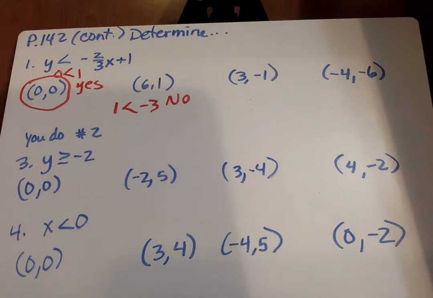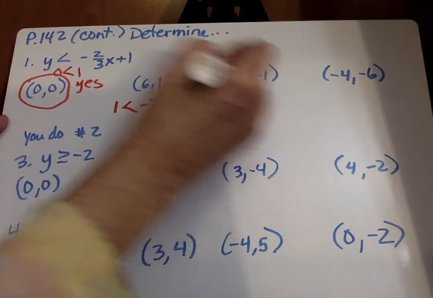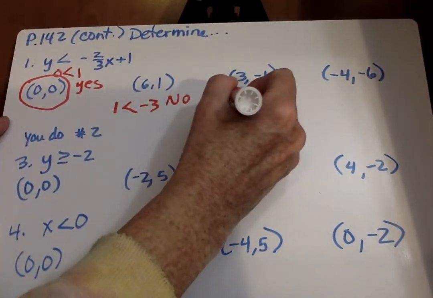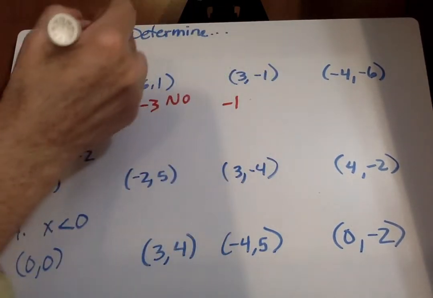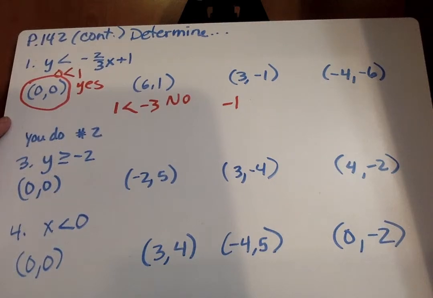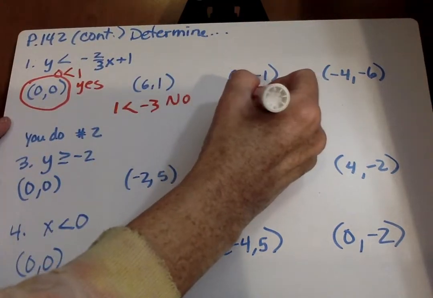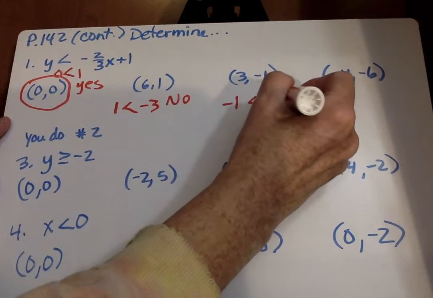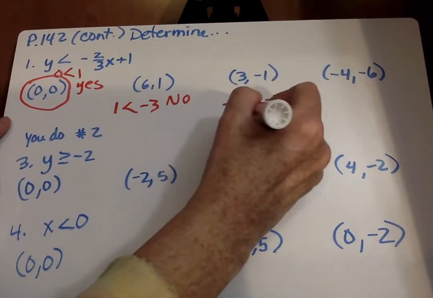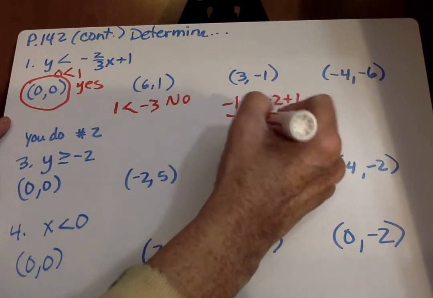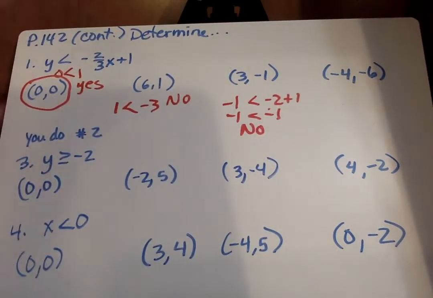Okay, 3, negative 1. Let's see if that's a solution. We're going to put negative 1 in for our y. Is that less than negative 2/3 times 3, which is negative 2, plus 1? Is negative 1 less than negative 1? No. So that's not a solution.